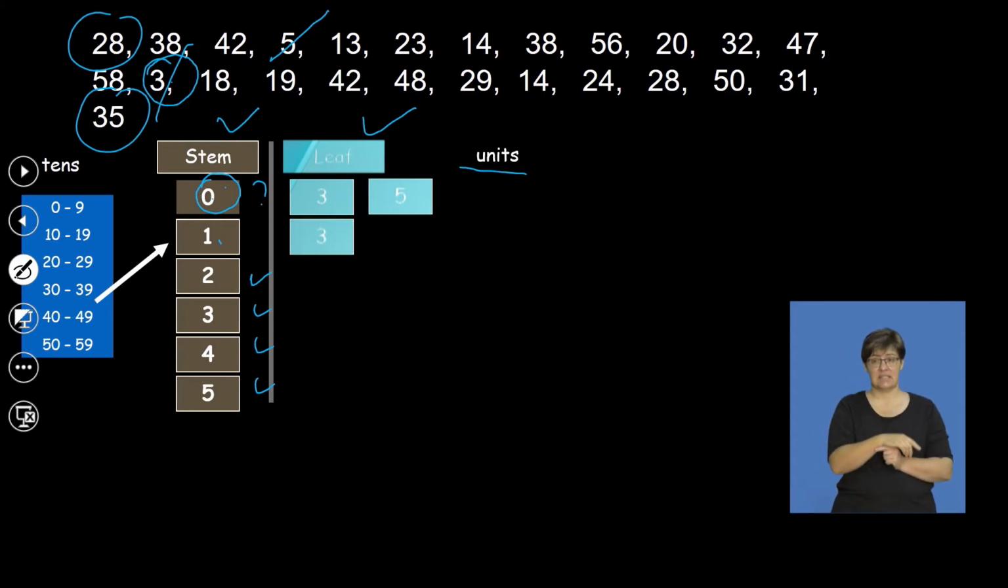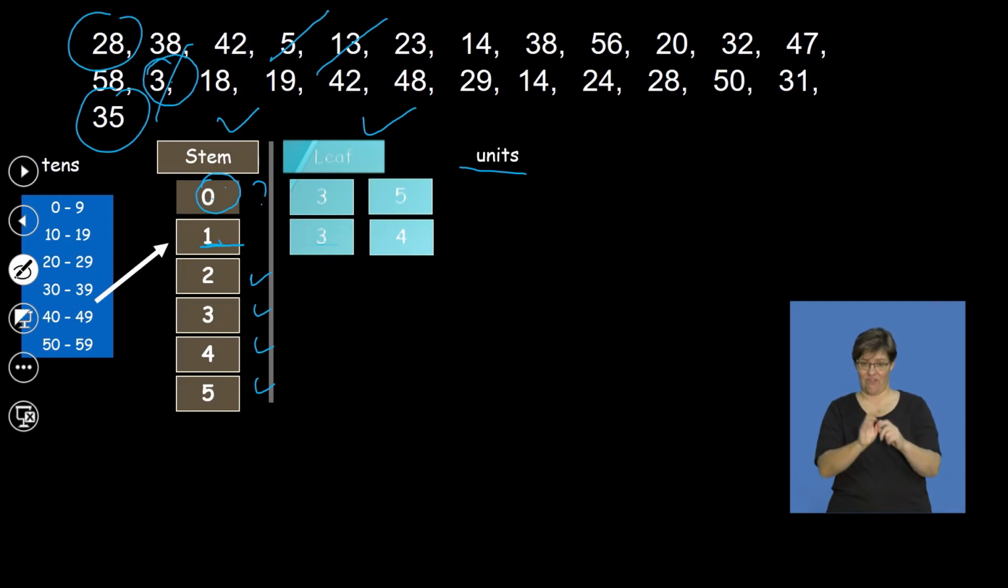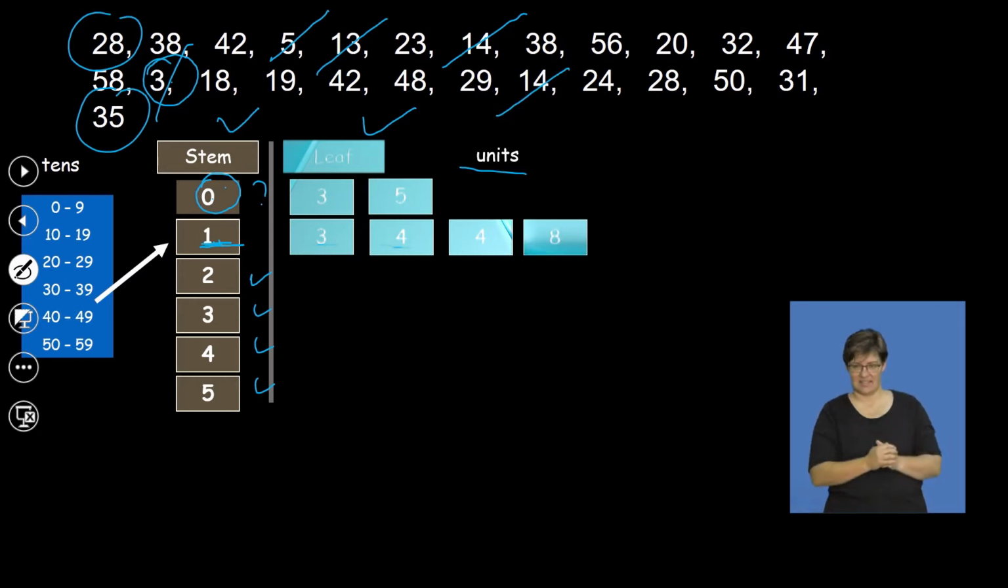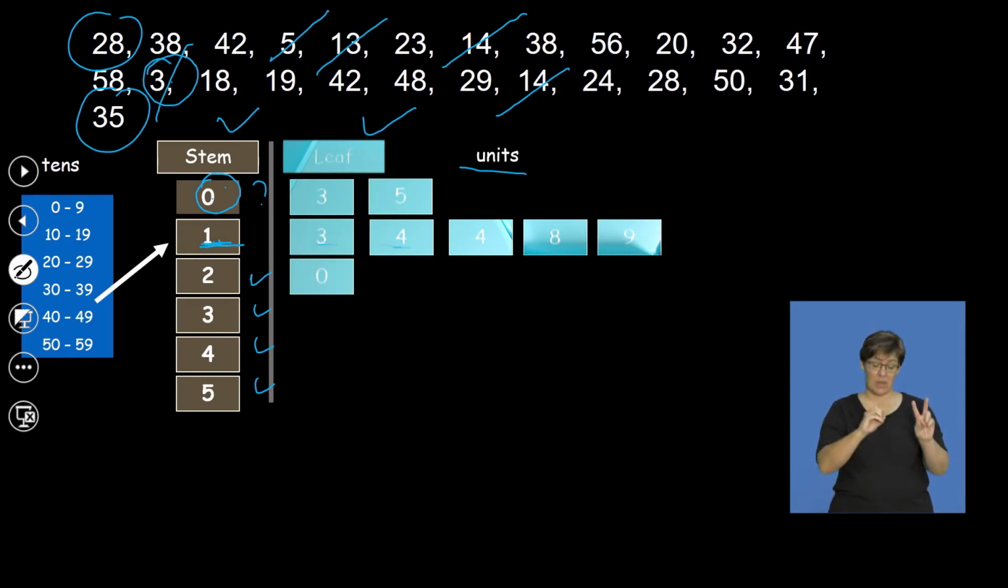Then we have 13. Can I see 13? There's 13 there. So this is 13. Then we go and we have 14. Where's 14? 14 there. 1, 4 means 14. Then we have another 14. Can I see that? Yes, there. Then we have 18, 19.